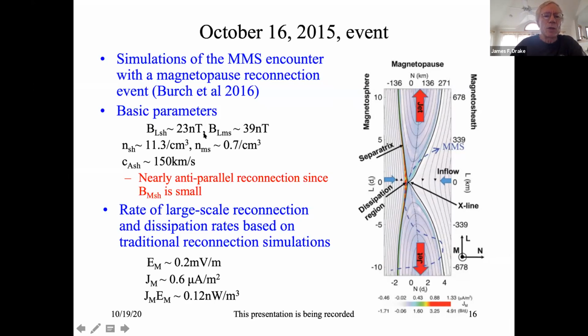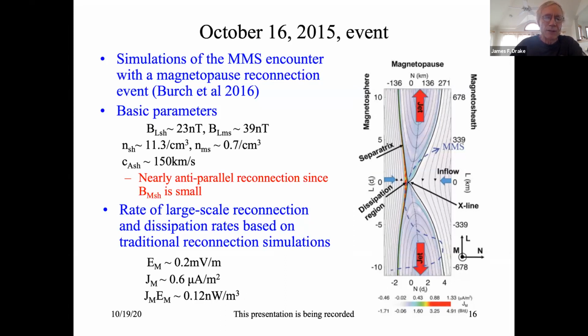Okay, so what do you expect to see with these parameters? I'm basing it on reconnection simulations of this thing. You expect to see a reconnection electric field of 0.2 millivolts per meter. You expect to see out-of-plane currents, the reconnection-driven current, of about 0.6 microamps per meter squared. And the local dissipation rate, J dot E, should be about 0.12 nanowatts per meter cubed.